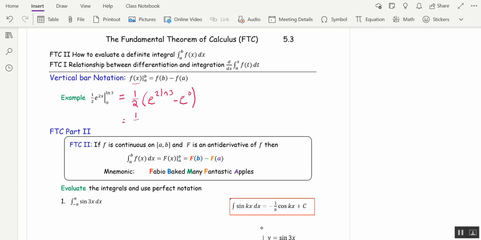All right, let's just clean this up. That's 1/2. e to the 2 ln 3 is 9, and e to the 0 is 1. Now, the way I got 9, let me do my scrap paper over here. e to the 2 ln 3 is e to the ln of 3 squared. 3 squared is 9, and then we can cancel the e and the ln. Okay, so we get 1/2 of 8, which is 4.